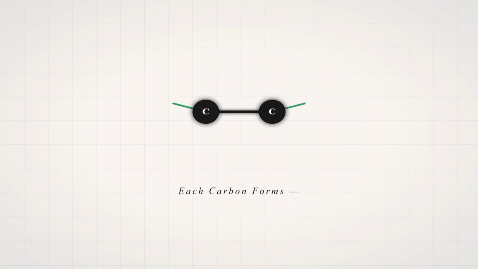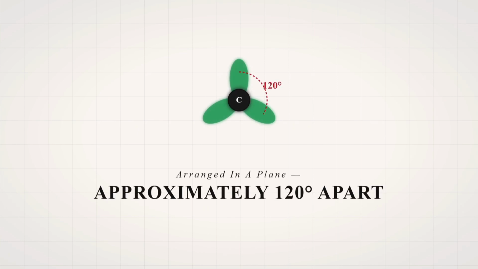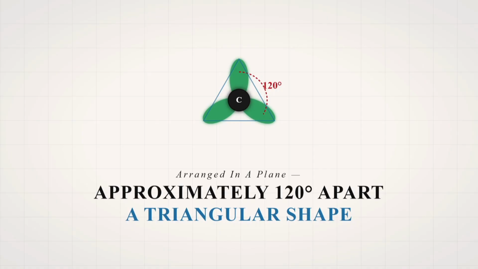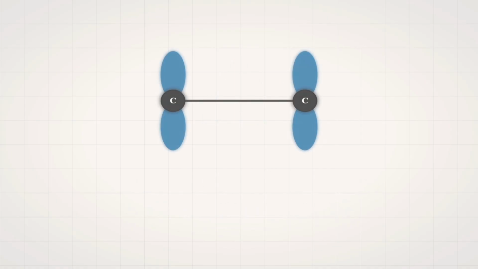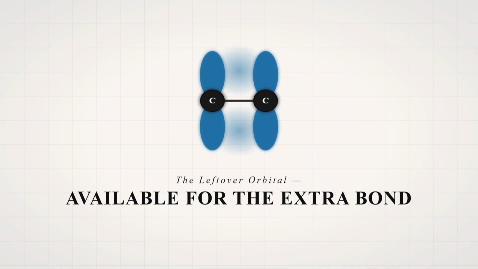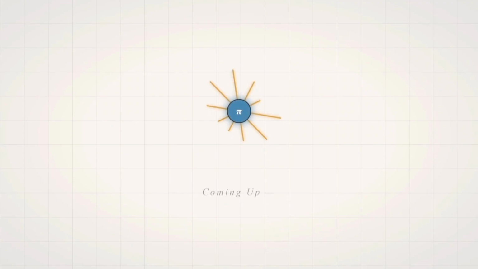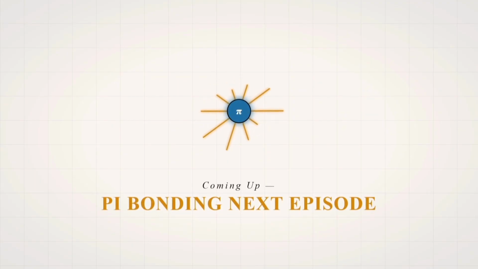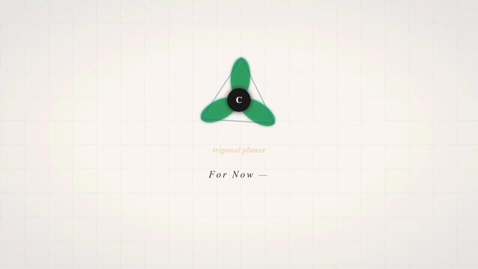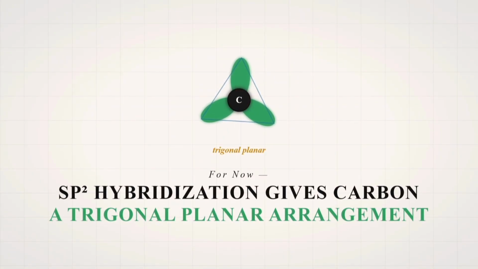Each carbon forms three sigma bonds. The three sp2 orbitals arrange themselves approximately 120 degrees apart in a plane, which results in a triangular shape, and that remaining unhybridized p orbital is available for the additional bonding interaction involved in a double bond between carbon atoms. We'll explore exactly how that remaining p orbital participates in pi bonding in the next episode. For now, the important point is sp2 hybridization gives carbon a trigonal planar arrangement.